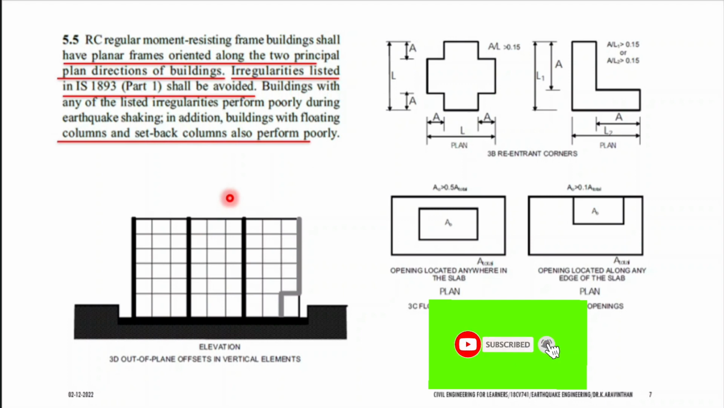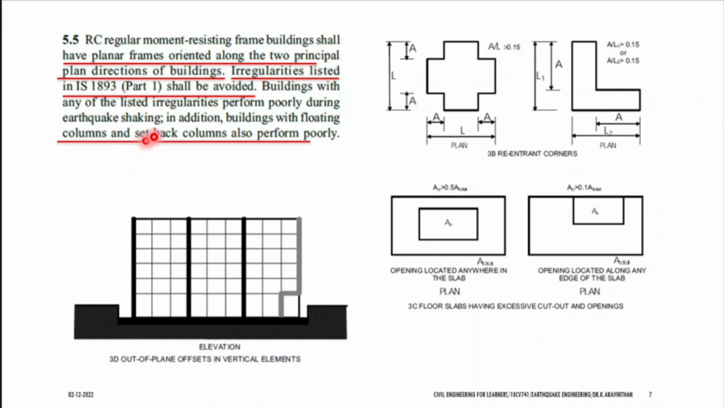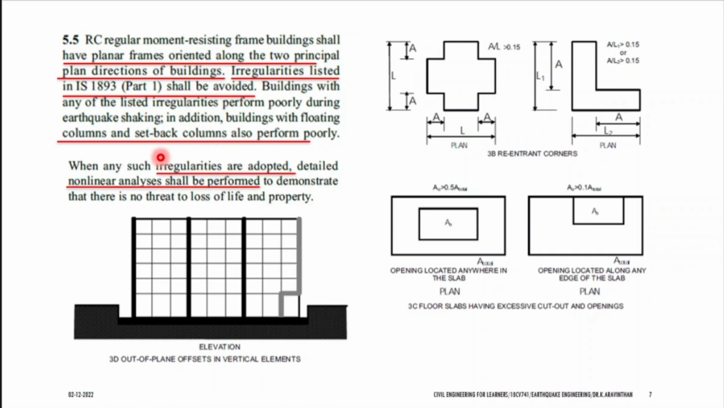If you are having setbacks like this, your architect is saying, no, I need the building in this shape only, and the client is also adhering to that. He is also most interested in that. Then if the structural engineer wants to construct a structure in that sense, what he has to do is, he has to do irregularities with what analysis? Non-linear analysis shall be performed.